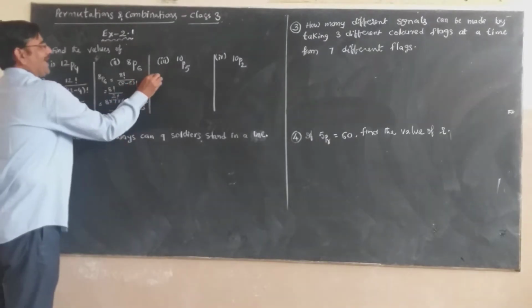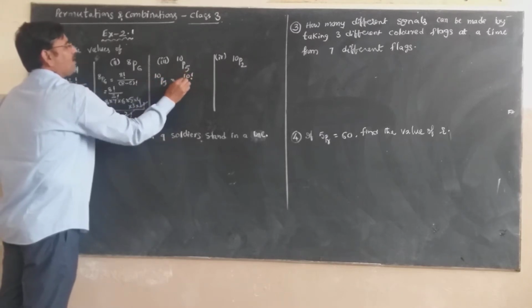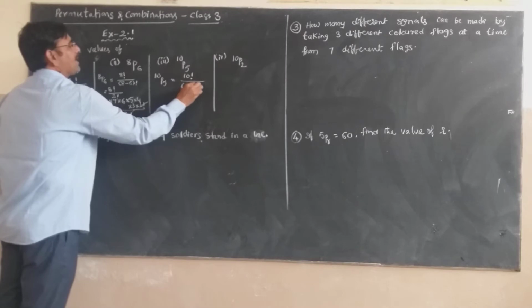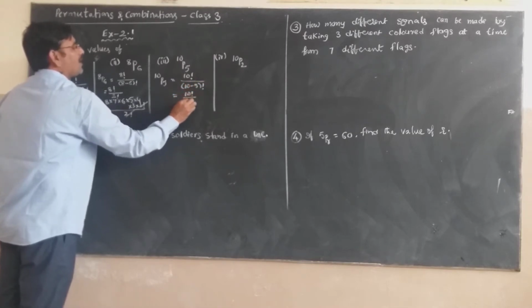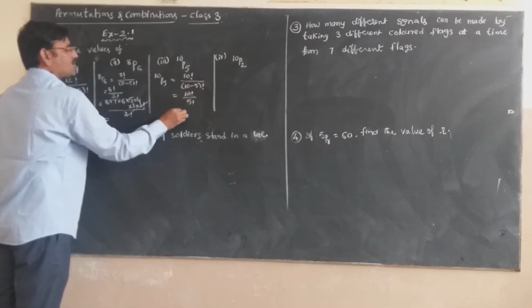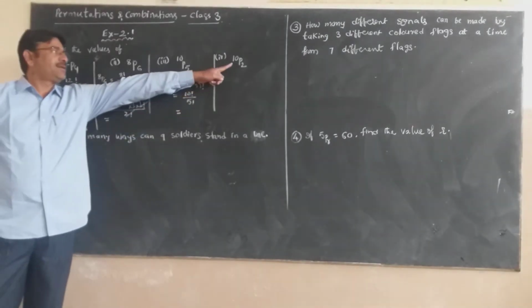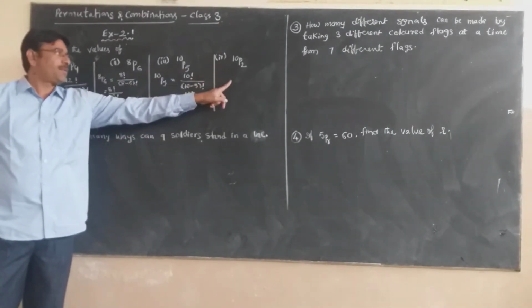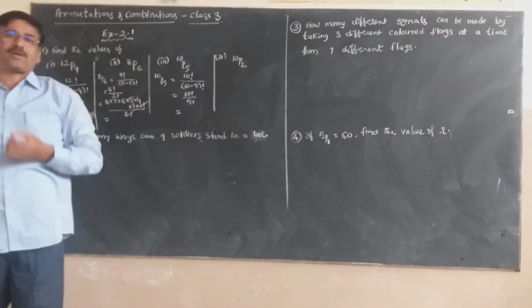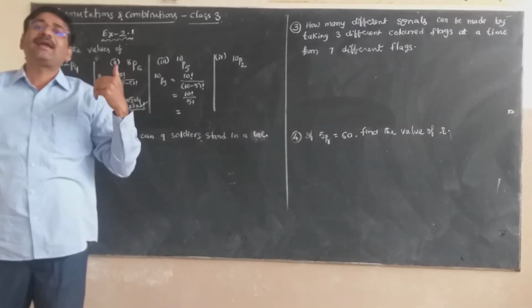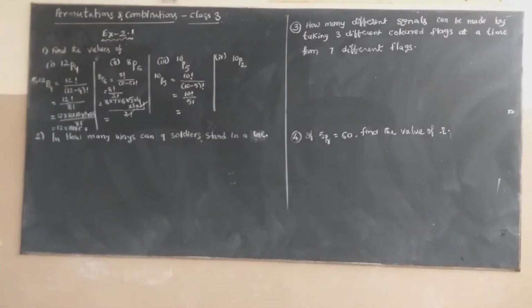Similarly, 10P5 is equal to 10 factorial by (10 minus 5) factorial, which is equal to 10 factorial by 5 factorial. Simplify this. And similarly, you can evaluate 10P2, which is equal to 10 factorial by (10 minus 2) factorial, that is 10 factorial by 8 factorial. Like that, you finish that.